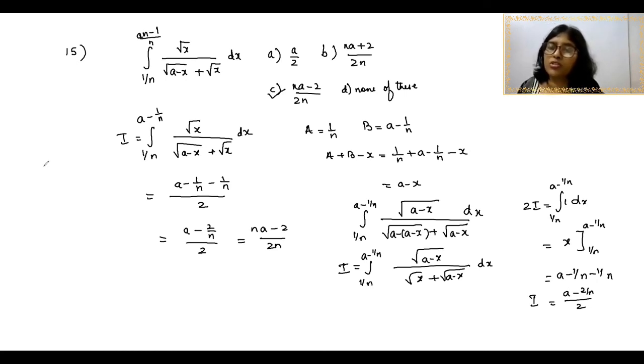You can use the shortcut formula, that is upper limit minus lower limit upon 2. Whatever is the upper limit, whether you call it integration A to B, then it's going to be B minus A upon 2.